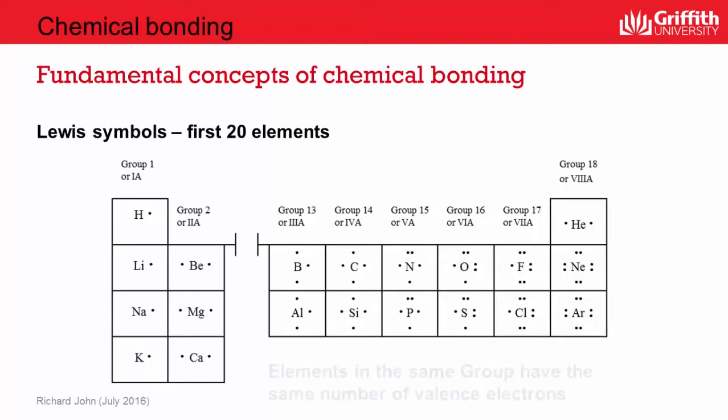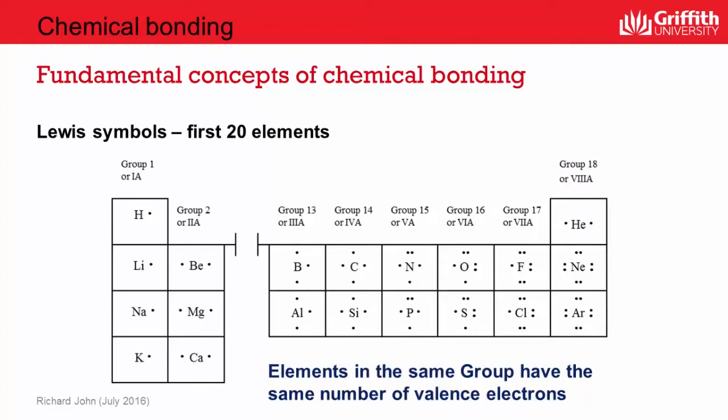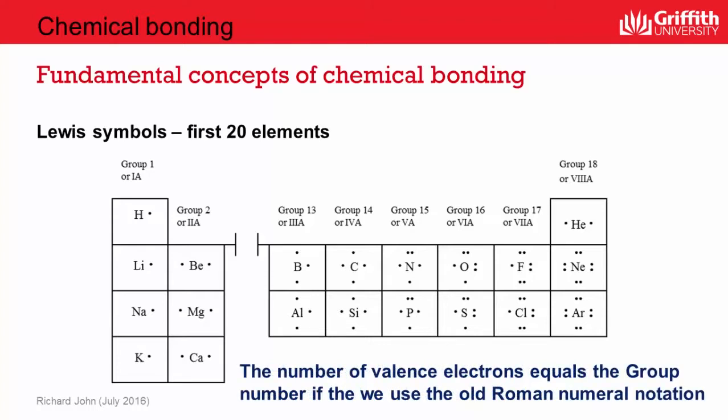Now, a couple of things to note about this diagram include that elements in the same group have the same number of valence electrons, and we've seen this before. We should not be surprised by this because elements in the same group share similar physical and chemical properties by virtue of having the same outer shell valence electron configuration. The number of valence electrons equals the group number if we use the old Roman numeral notation for groups. So again, we see here the benefit of using the old naming convention for groups.